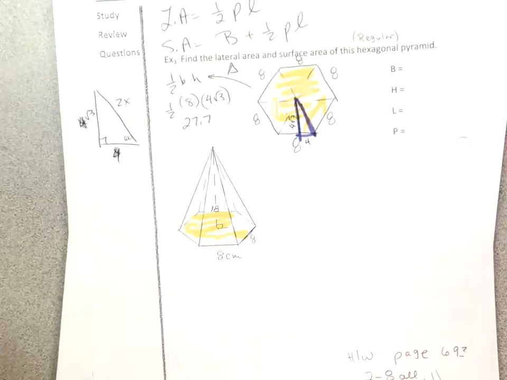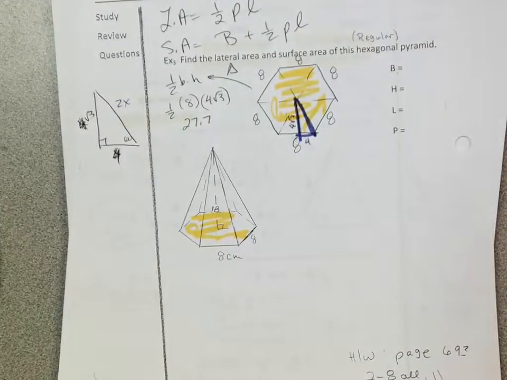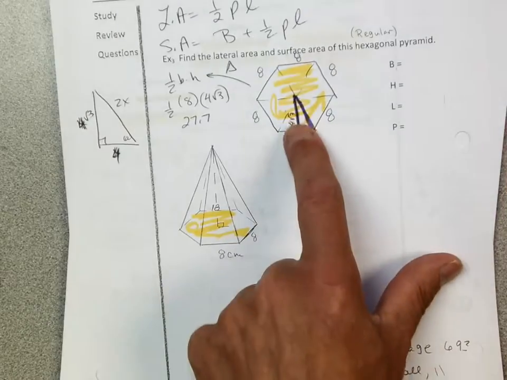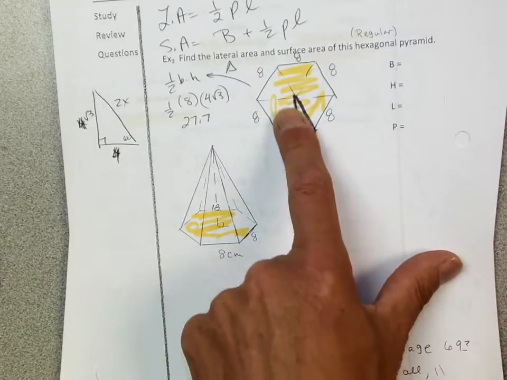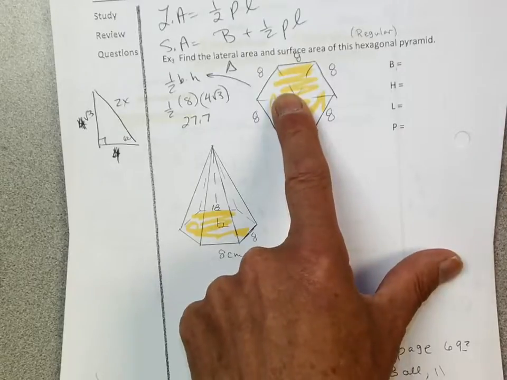So that 27.7, you guys ready? That is the area of one of these triangles, right? But how many of these triangles do I have? How many triangles? Wake up, young man. 6.